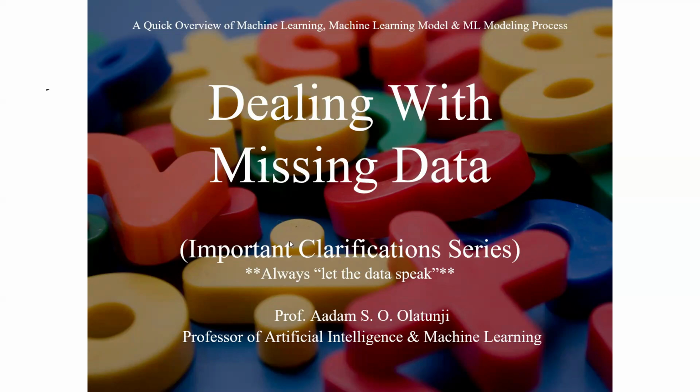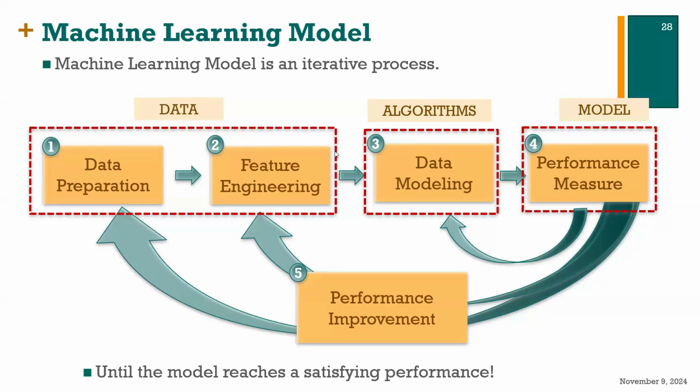So today we are going to be discussing and looking into dealing with missing data. Under our important clarification series, with the sub-theme of a quick overview of machine learning modeling and the modeling process, we always remind ourselves about this process. This is the iterative process of machine learning.